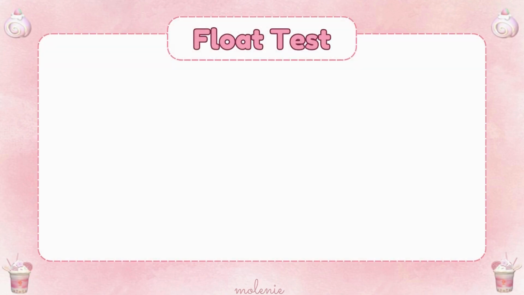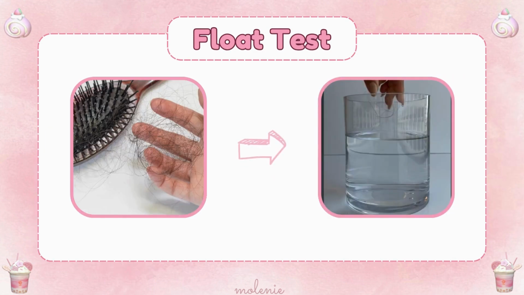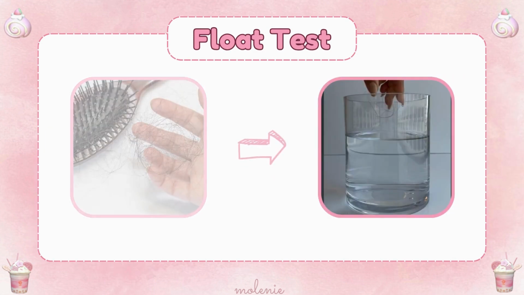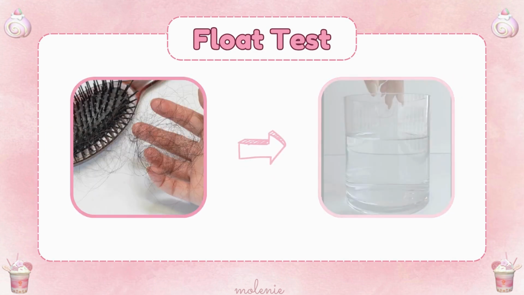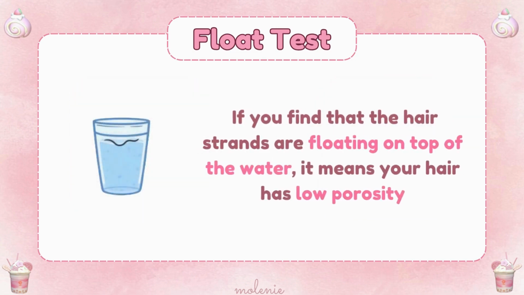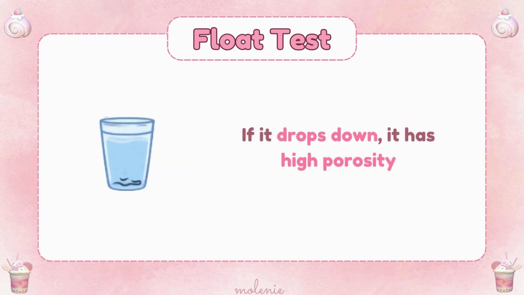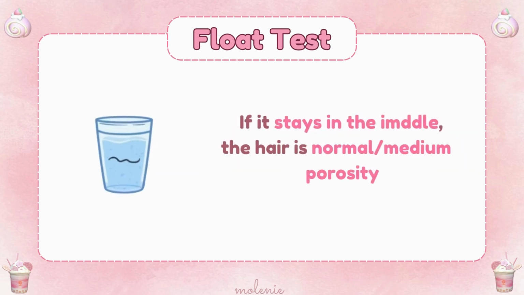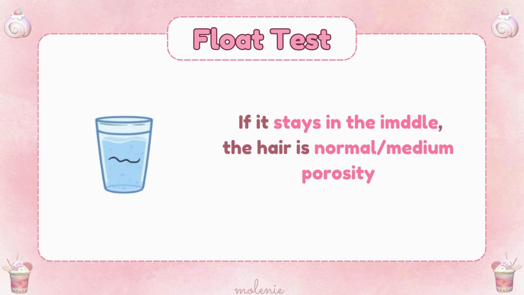1. Float test. In this test, you take a few strands of your hair and drop them in a glass or bowl of water, room temperature. If you find that the hair strands are floating on top of the water, it means your hair has low porosity. If it drops down, it has high porosity. If it stays in the middle, the hair is normal porosity.